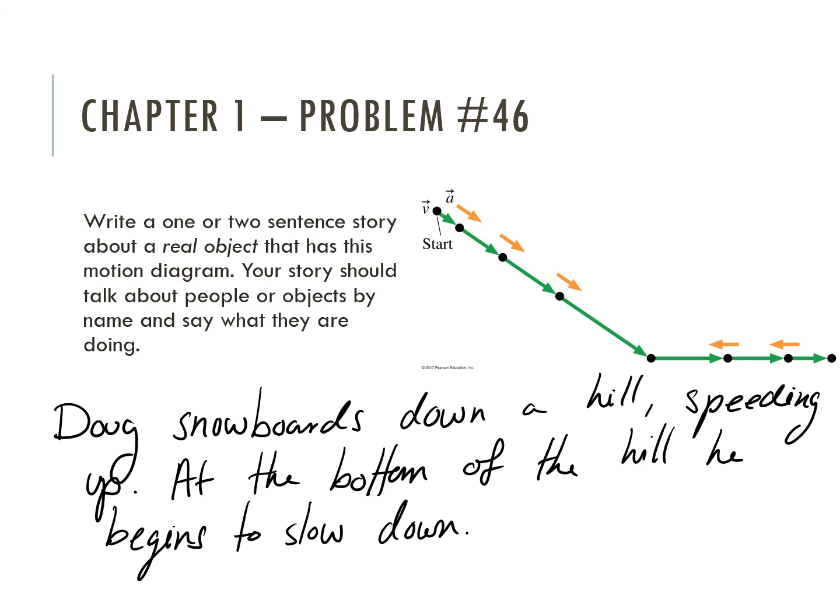Now, did you have to use Doug's snowboarding? No. You could have done anything that speeds up as it goes down and to the right and slows down once it's only moving in the right direction. So as long as you have that description, that is fine. And again, I just want to point out that this image here is a complete motion diagram. We have our points, so our positions, we have our velocity vectors, and we have our accelerations.